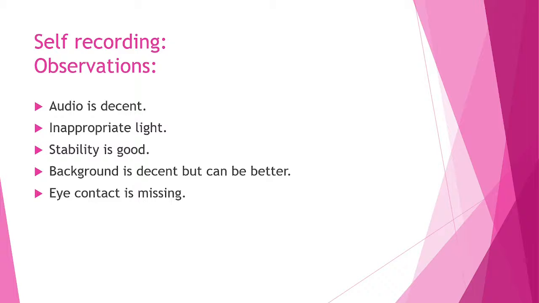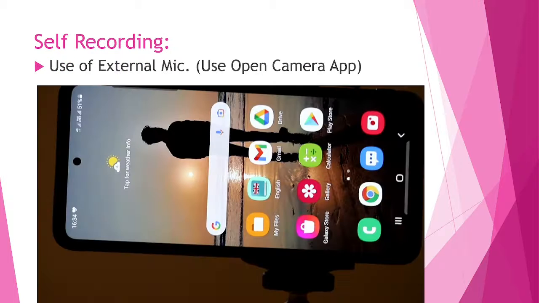Now the thing is how to overcome these conditions. In order to improve the audio quality, we should use an external mic. Now the question is how to use an external mic. An external mic can be used with the help of the Open Camera app. So I am going to show you now how to use it.